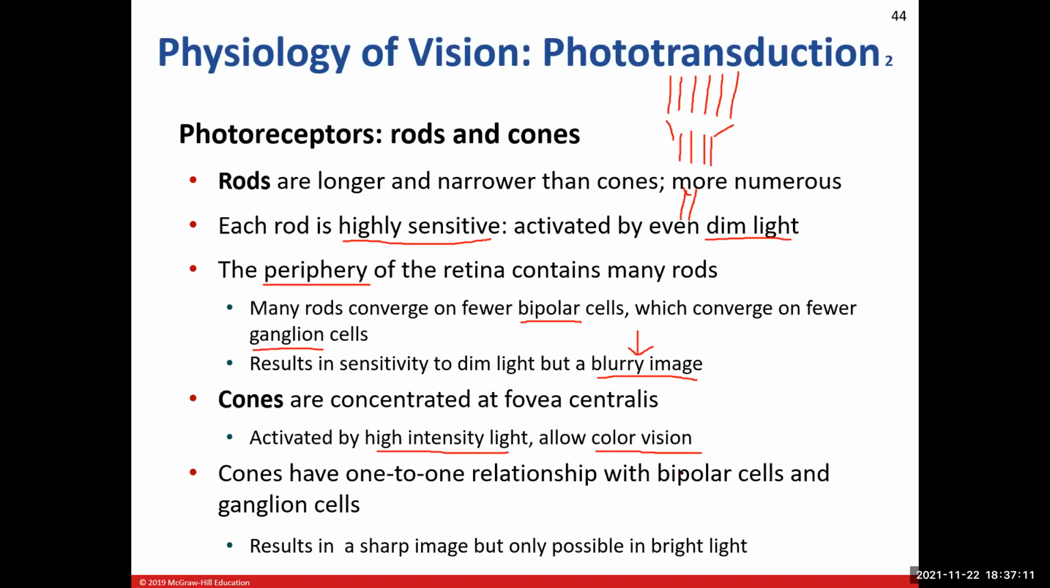And the nice thing about our cones is they have a 1-to-1 relationship with the bipolar cells and the ganglion cells. So we're not going to have a blurry image. We're going to get a nice sharp image. But of course, we need bright light for that. I'm not lecturing to you in the dark in my room, but because I have the light on, my cones are providing me with sharp images of whatever's in my room. But if I were to turn the light off and look around the room, I'd be relying mainly on the rods, and they're not going to give me a very good image. It'll be blurry because of all that convergence that's going on.